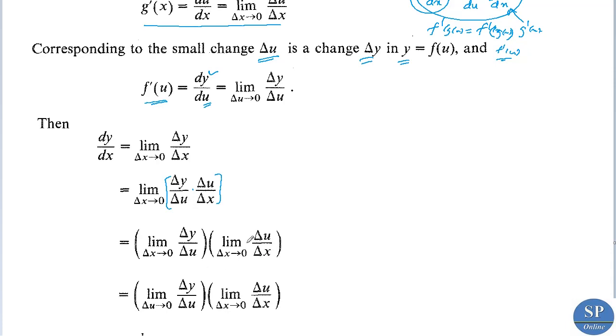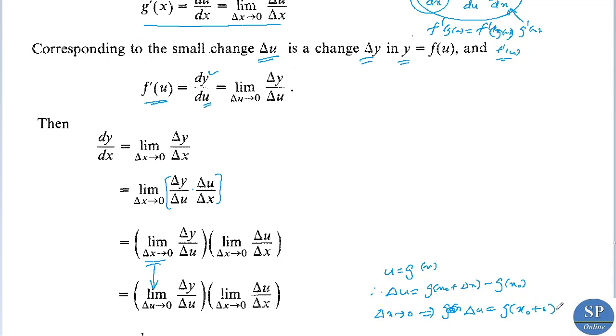Now here delta y by delta u has limit as delta x tends to 0. Now this can be written as limit delta u tends to 0, because by continuity we have u equal to g(x). Therefore delta u equal to g(x0 + delta x) minus g(x0). This is delta u. Therefore, delta x approaching 0 implies delta u approaches g(x0) minus g(x0), that is 0.